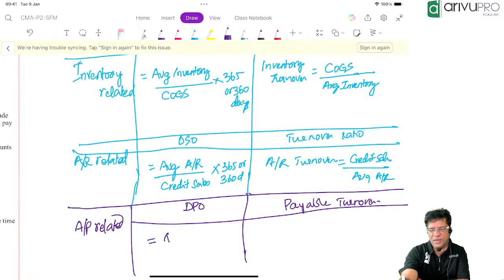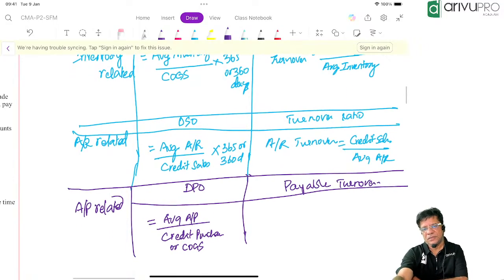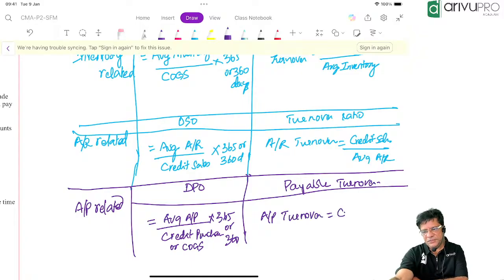DPO: average AP divided by credit purchases, or you can take cost of goods sold, into 365 or 360. I'll explain what is that. AP turnover: credit purchases divided by average AP.